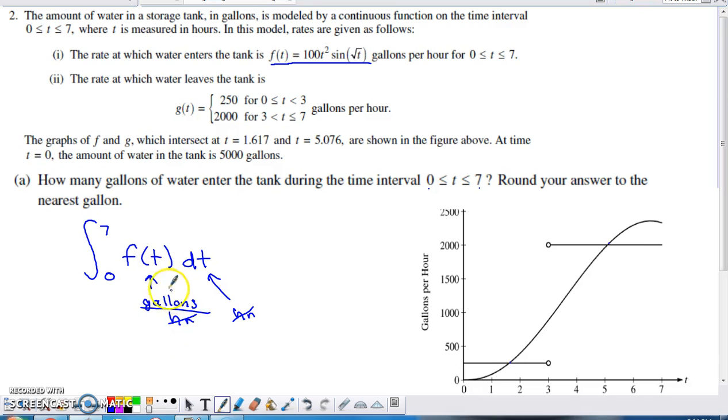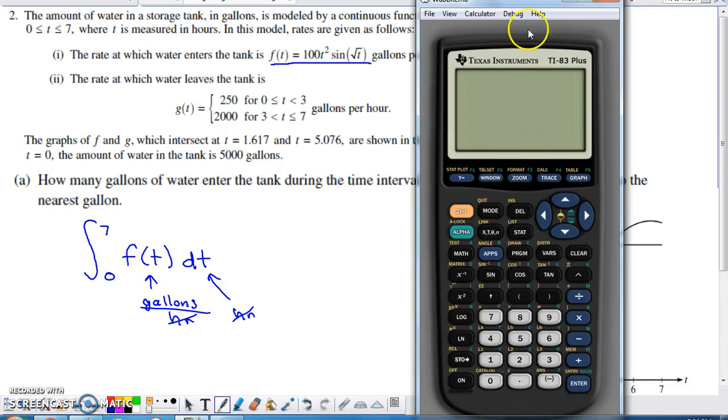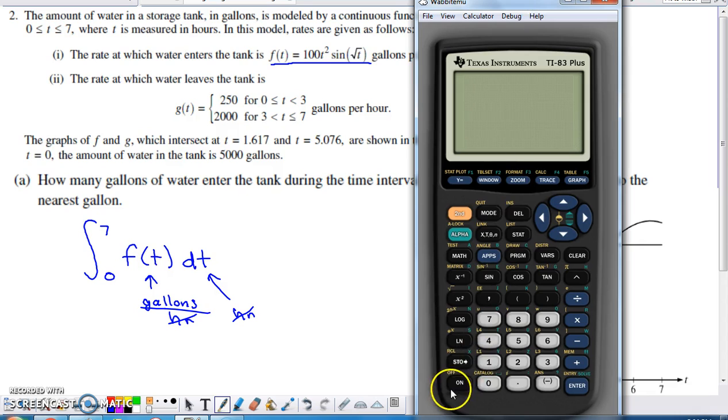And that number of gallons, since it's an integral of the rate at which water enters, that's going to be how much water actually enters the tank over the course of this time frame. Now, when the calculator is in play, don't waste your time doing an integral like this by hand. This is actually a function here that you will not be able to develop an antiderivative for very efficiently, if at all.